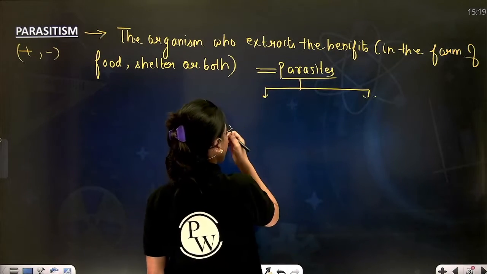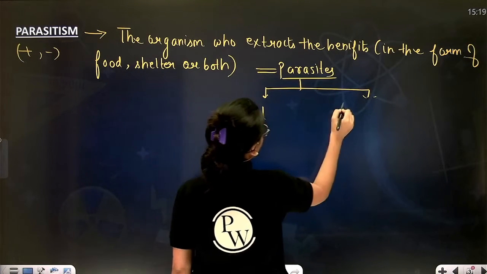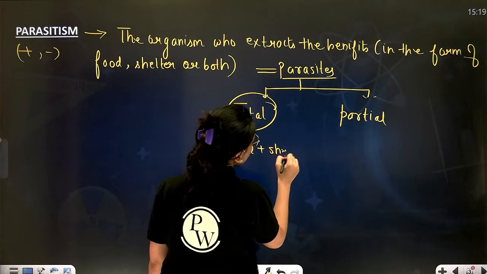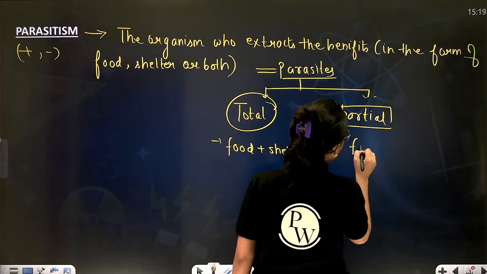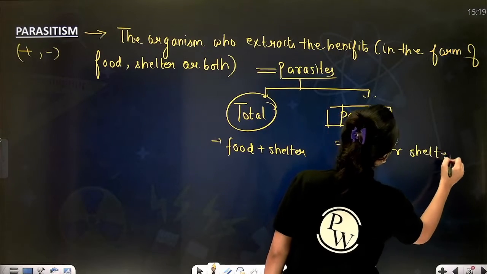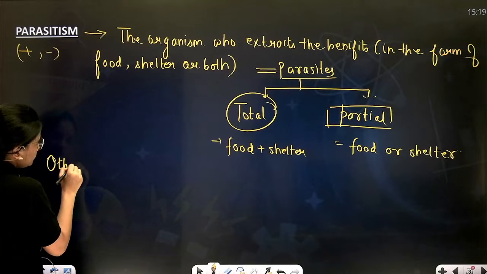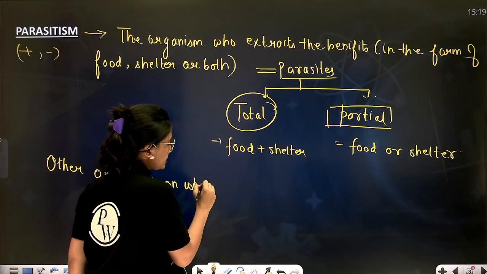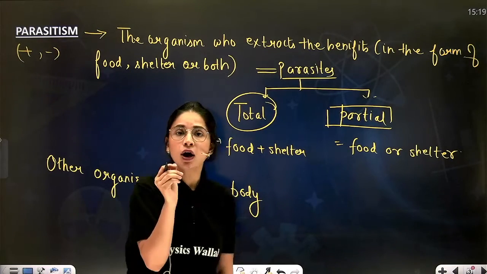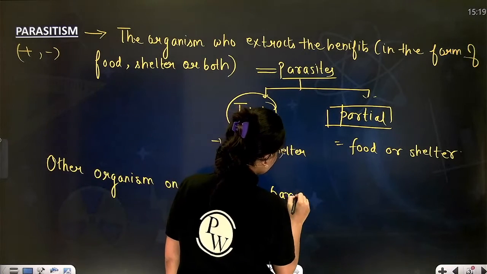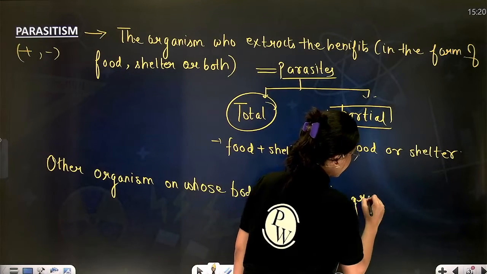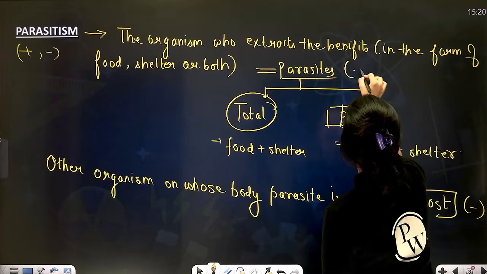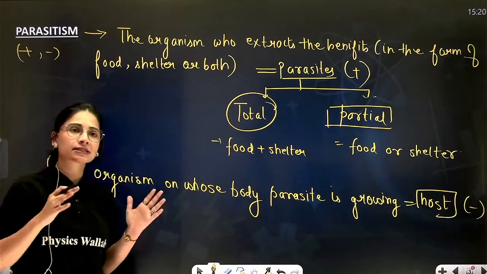On this basis, again there are two types of parasite, total and partial. Total parasites, beta, are parasites who completely depend upon the host for both food and shelter. Partial are those who depend upon the host for either food or shelter but not both. And the other organism, on whose body the parasite is growing, is known as the host. So the host is at loss, whereas the parasite is benefited. Therefore parasitism is a kind of plus-minus interaction.